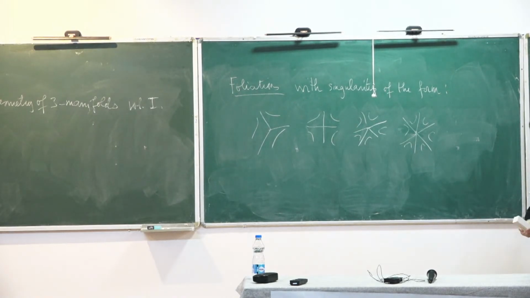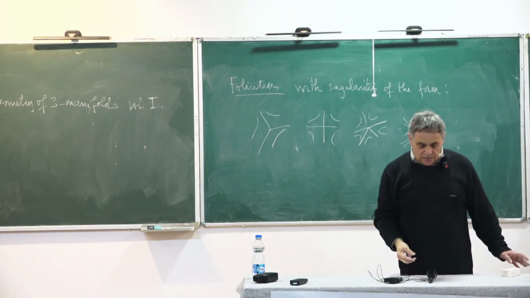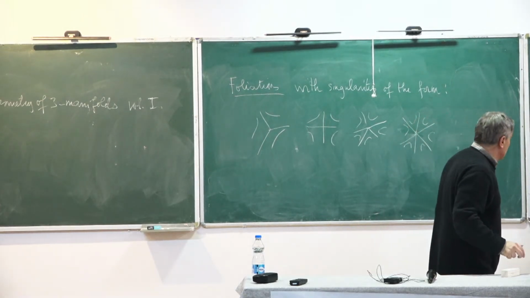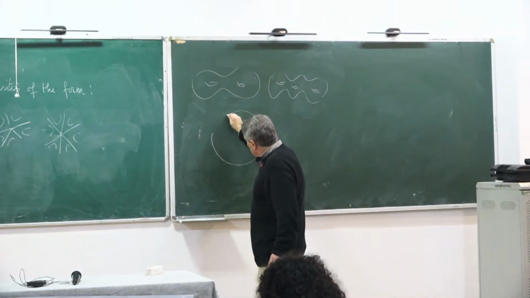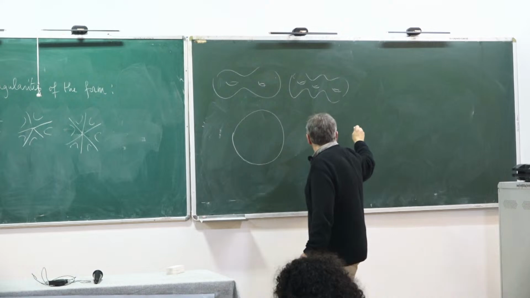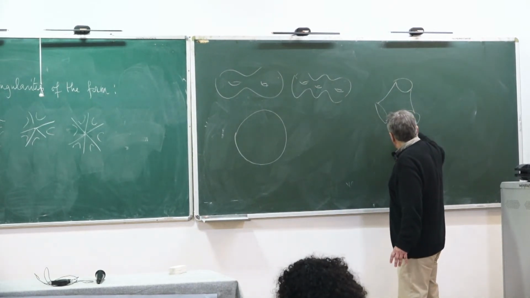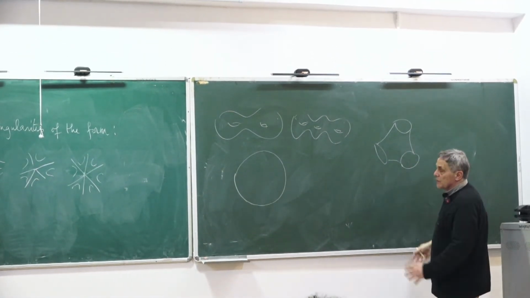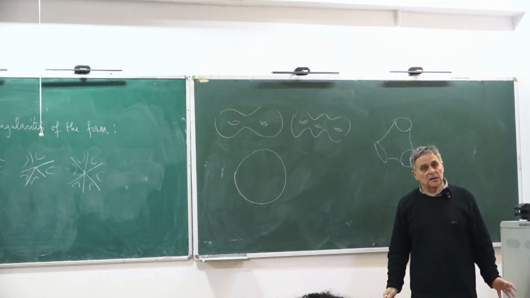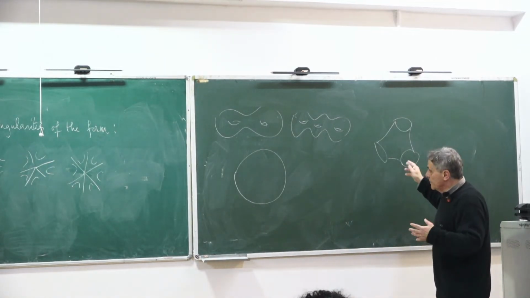In fact, there is a way of constructing many foliations. Let's say, we start with... We already saw that for a surface, you can take two pairs of pants and glue them together, and then you get a closed surface of any genus. I mean, you take 3, 4, 5, 6.